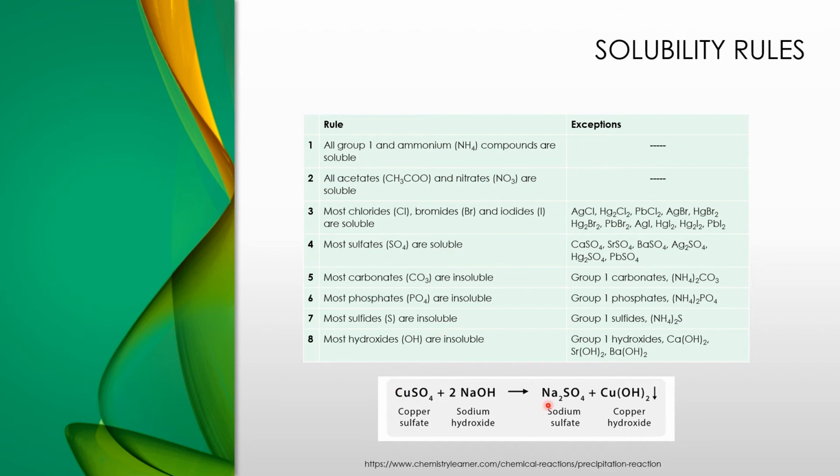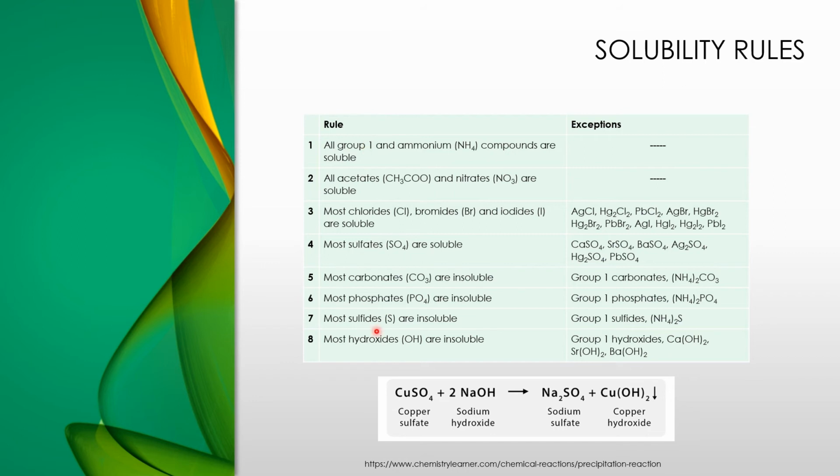So we always start with two reactants that were soluble to begin with, two solutions. But when we put them together, we might have a combination of ions that are both soluble. We might have a combination of ions where one is soluble and one is insoluble. And to try and predict what the product that we form is, to predict if there's going to be a precipitation reaction at all, we can use these solubility rules here.